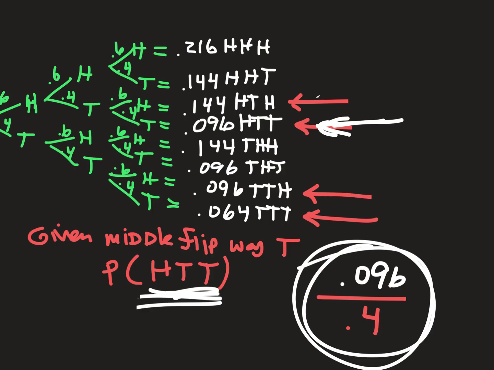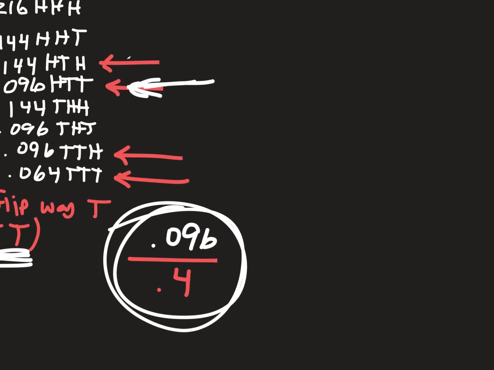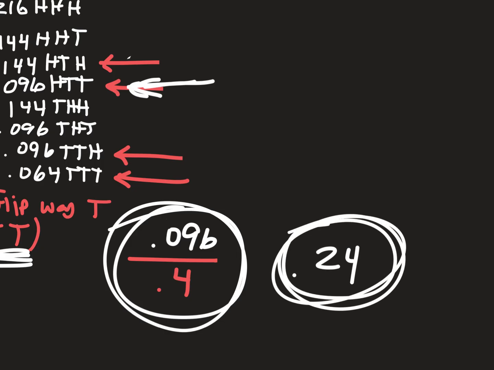So anyway, 0.096 divided by 0.4 is some decimal. Let's actually see what that is. What is 0.096 divided by 0.4? It is 0.24. There you go. Okay, so there's a 24% chance of that.